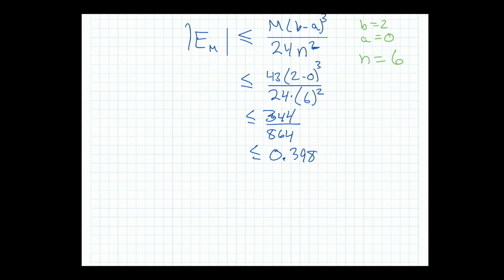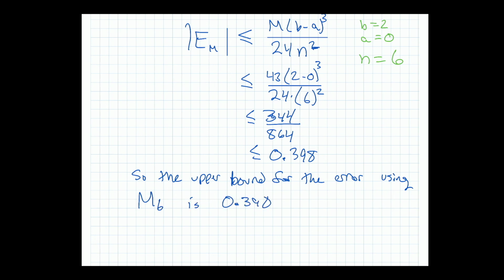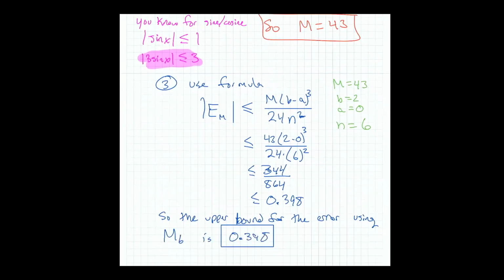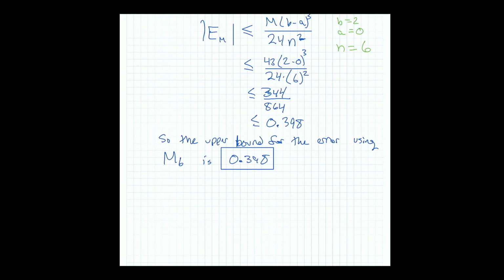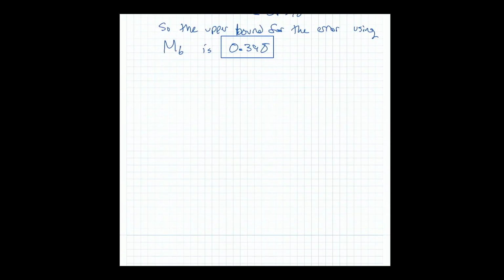All right, so there you go. So the upper bound for the error using midpoint rule, I'll say M6, is 0.398 for this problem. If you change the integral, you're going to get a different answer. Okay? All right. One Simpson's rule, and then we're done. All right, last problem.